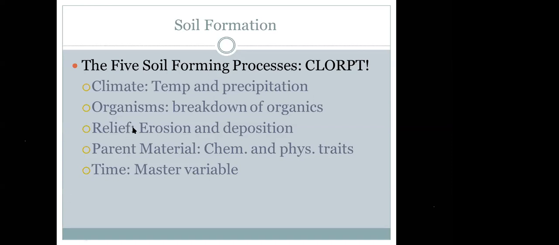Relief, just another term for your landscape position, is responsible for the erosion and deposition that you see throughout soils. If you have a soil that's on a very steep slope, generally that's going to be a fairly thin soil, meaning you don't have to dig down very deep until you hit bedrock. You might find it's a very stony soil too. Maybe there's not a lot of clay or other fine minerals in there. Rather, there's a lot of sands, gravels, and rocks.